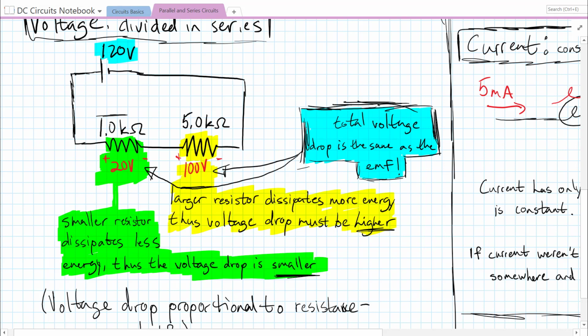So I hope that helps a little bit to explain why these rules apply for voltage and current in series and in parallel.